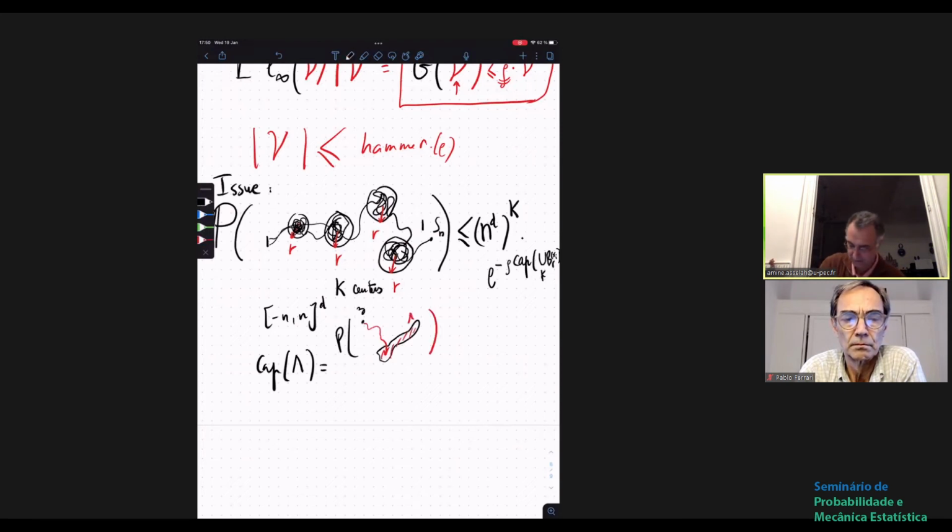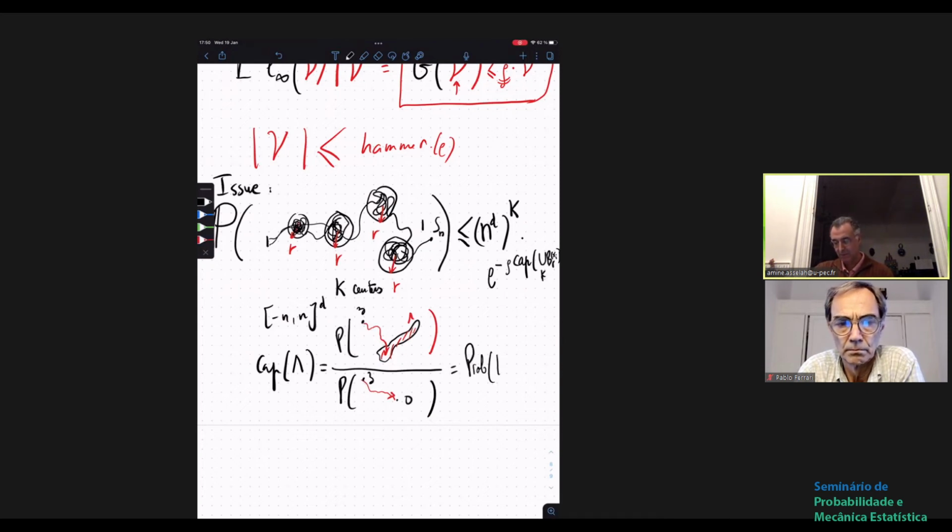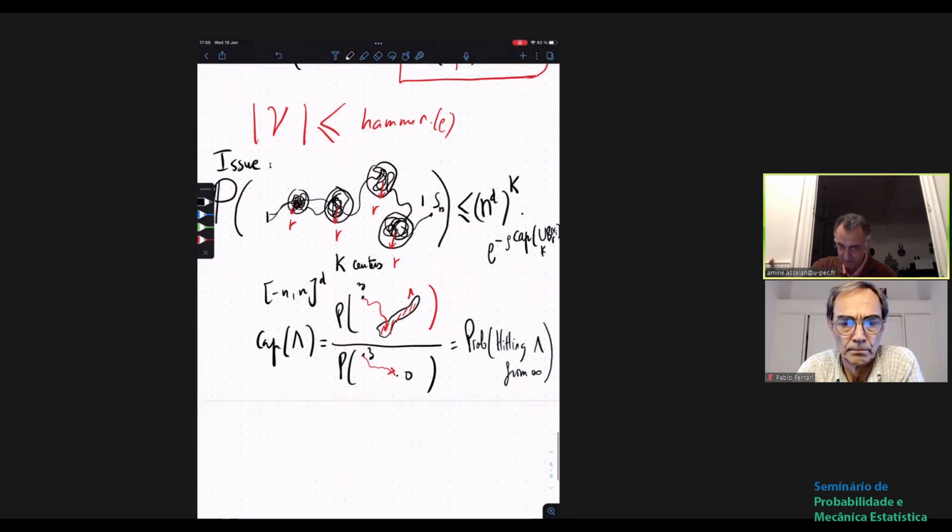Okay, you have to normalize it by touching 0, because you take z to infinity and you don't want this quantity to go to zero. So that's the capacity. It's the probability of hitting your domain from infinity in some sense. Okay, and this is really what comes up here.